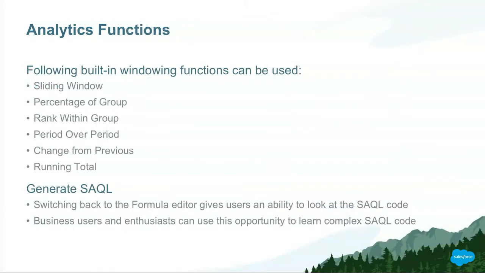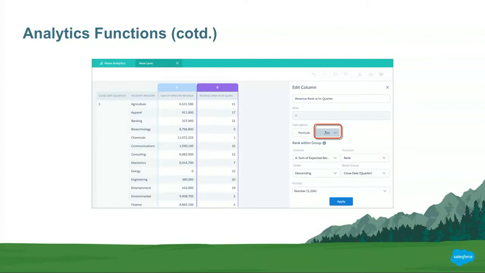Similarly, analytics functions. An analytics function has the same approach, where you can take existing measures and then derive new measures out of them. And in this case, you can use the great SAQL windowing functions by just point and click. So you can use sliding window, you can use percentage of group, rank within group, running totals by just point and click.